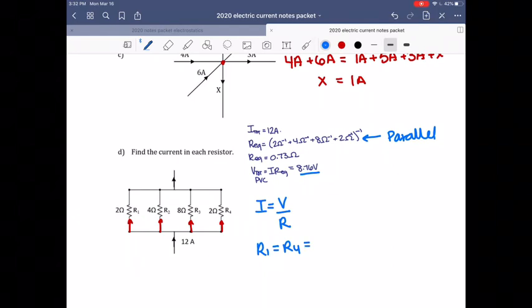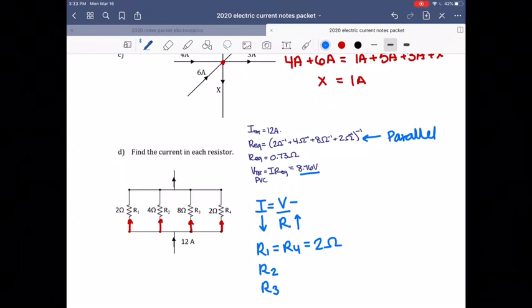Those are 2 ohms. And you could already kind of see how this is going to work out. If R increases where voltage remains the same, current's going to go down. So we're going to have the largest current through the smallest resistor, and as the resistance goes up, the current's going to go down. So we should have the largest through the 2 ohm resistors, which are R1 and R4, followed by R2, followed by R3.